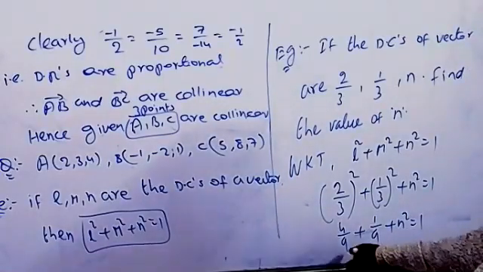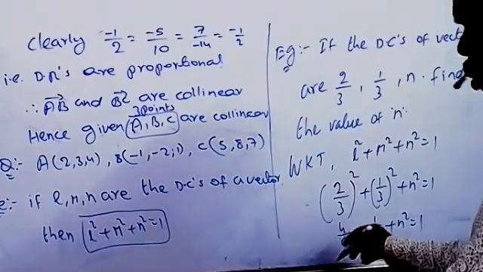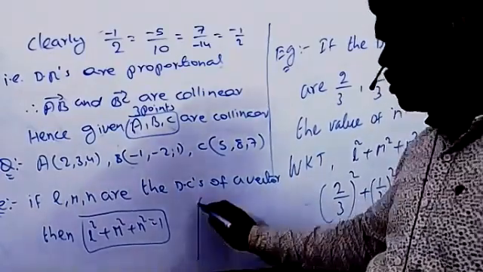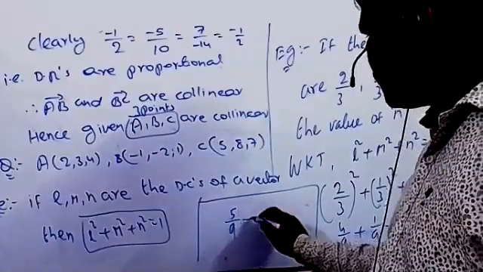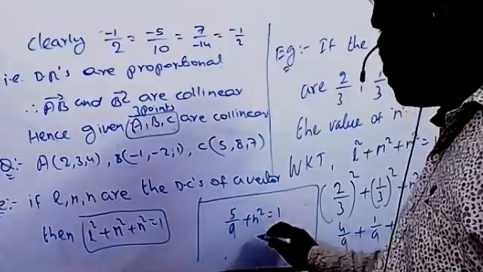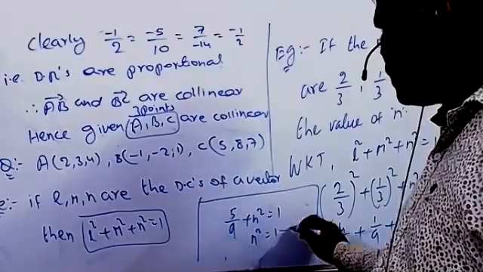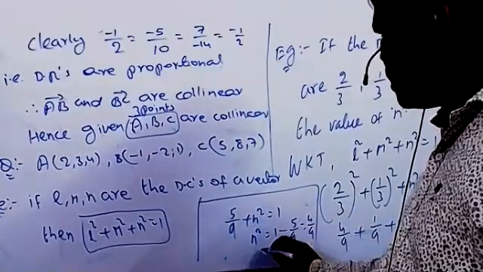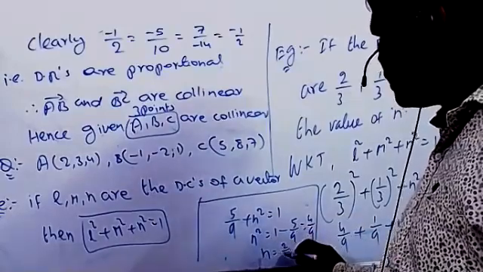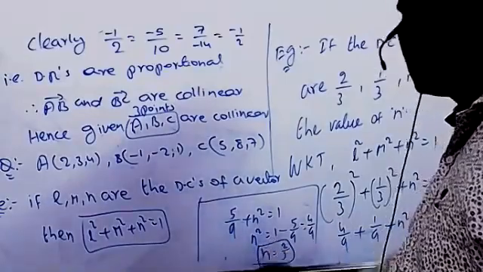Here the denominators are equal, so we can directly add the numerators. The sum of these two values is 5 by 9, so 5 by 9 plus n square equal to 1. So n square equals 1 minus 5 by 9, which is 4 by 9. So the value of n equals 2 by 3.